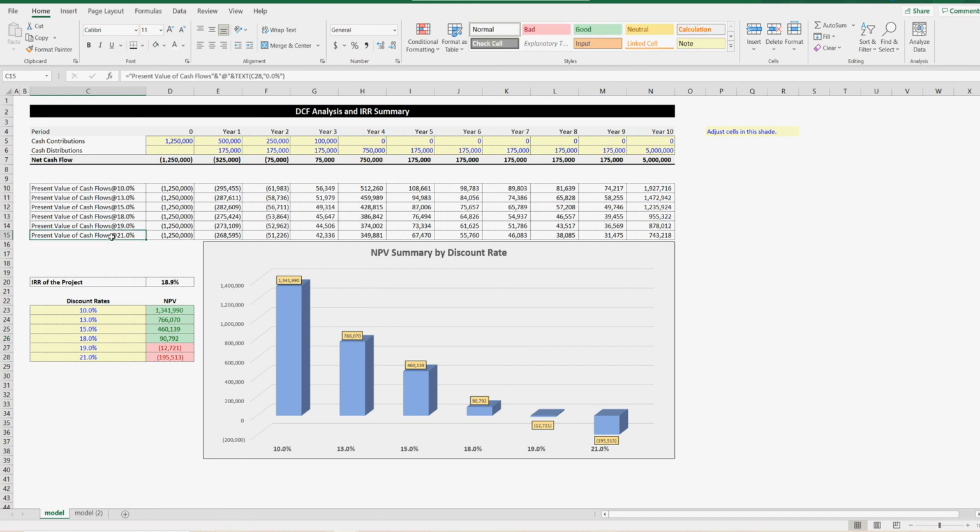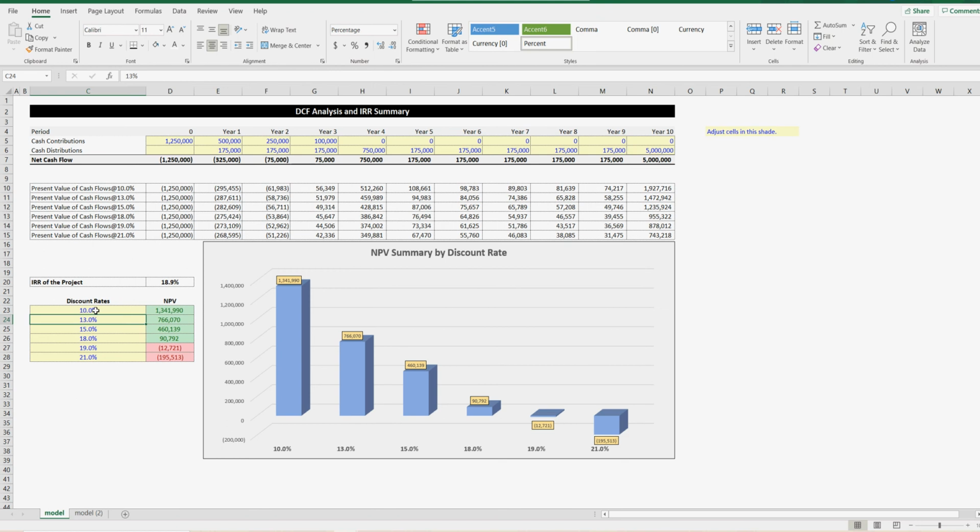You can see the higher the discount rate, the lower the cash is worth out in time. At a 21% discount rate, $5 million in 10 years is only worth $743,000 today. So discounted cash flow is used in all kinds of different analyses. And it's because it works and it makes sense.